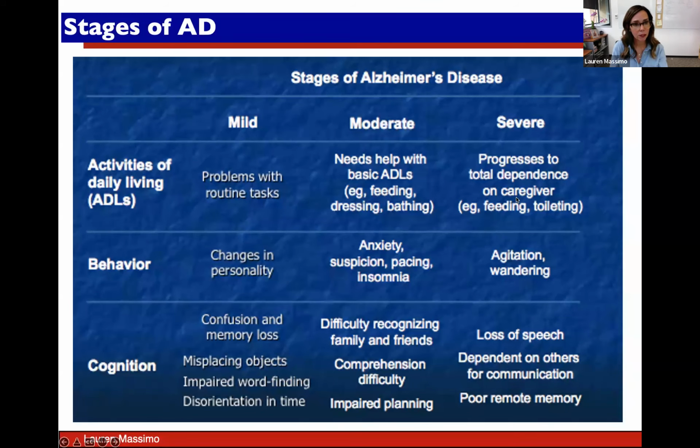In the severe stage, unfortunately, we see total dependence on other people for their activities of daily living. Behaviorally, individuals can develop agitation and wandering. There can be a total loss of speech and dependence on others for communication. And this is where, in the severe stage, you can see difficulty with long-term memory.